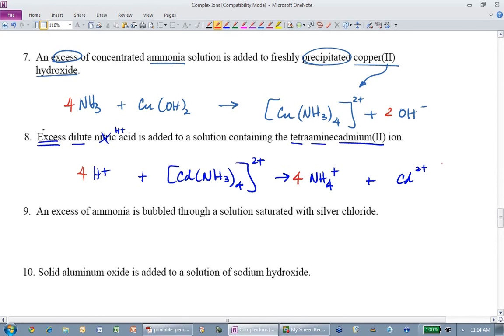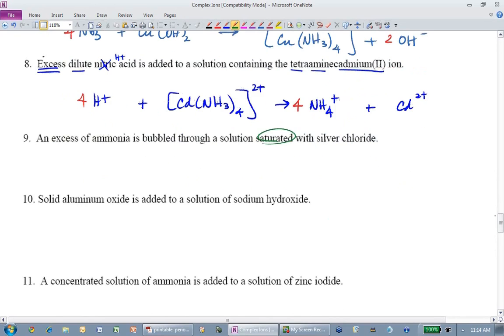An excess of ammonia is bubbled through a solution saturated with silver chloride. Again, that saturated word means the silver chloride is there in a solid form. So you're going to write AgCl. So ammonia, NH3 plus AgCl solid yields a complex. Put your metal in. What is the charge on silver, I ask you? +1, you respond. What's twice +1, I ask you? 2, you respond. That's how many ligands you need.